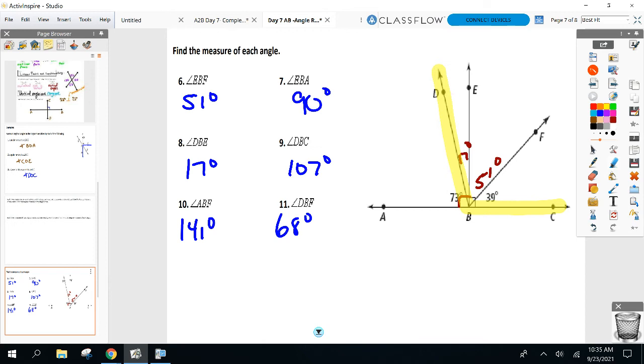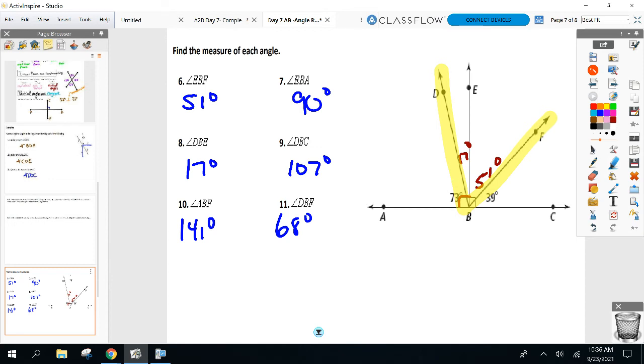11. DBF. Okay, same thing. These two added up to 90 because it formed the right angle. So that's how I knew it was 51. These two on the other side added up to 90. So that's how I knew that was 17. Now I follow my letters. DBF. D to B to F. I see in between it's 17 and 51. So I added those up, and that's where the 68 came from. Anything else?